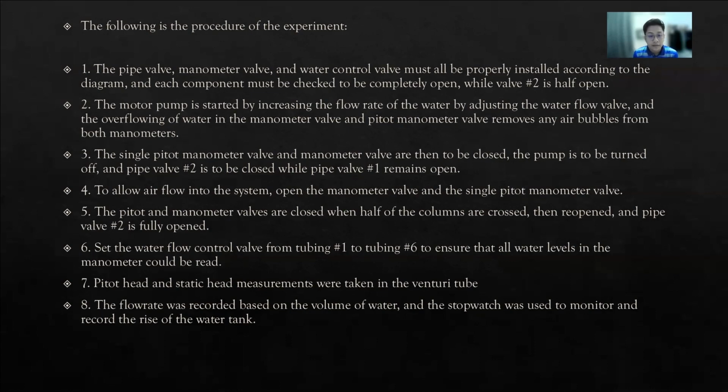Open the manometer valve and the single pitot manometer valve. The pitot and manometer valve are closed when half of the columns are crossed. Then reopen and pipe valve H2 is fully open. Step number 6, set the water flow control valve from tubing H1 to tubing H6 to ensure that all the water level in the manometer could be read.